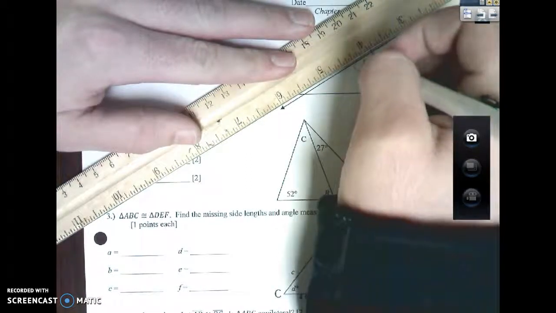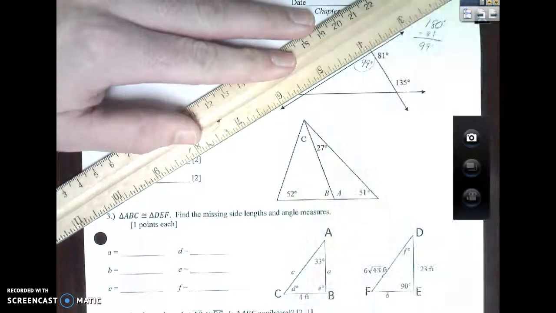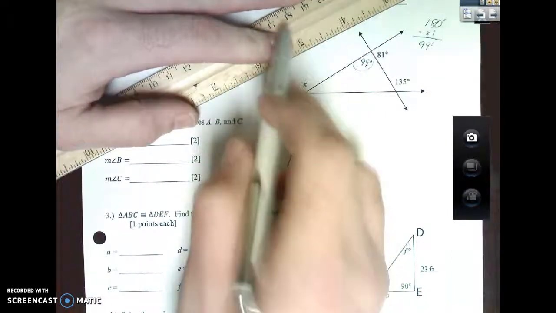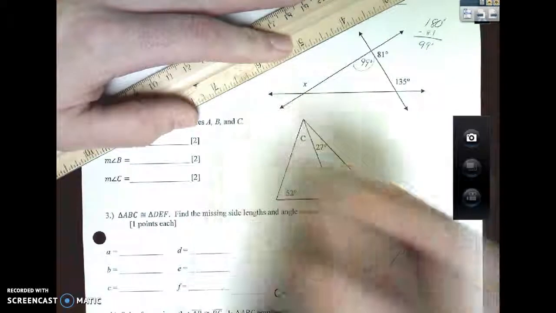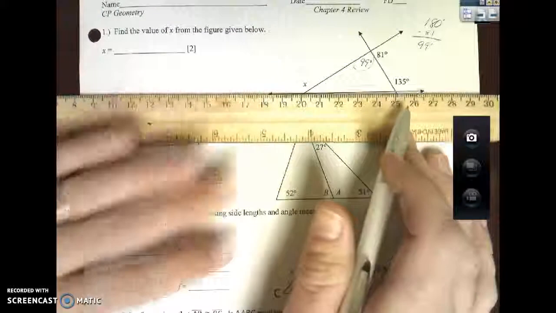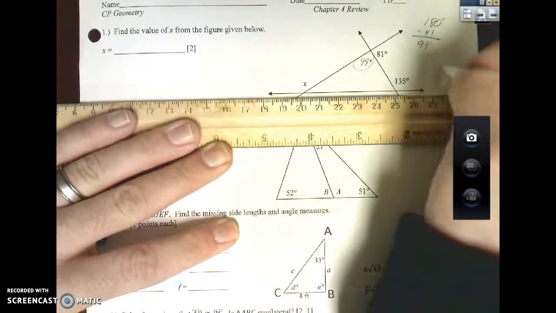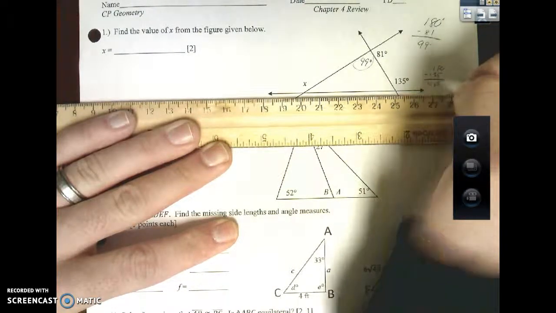Okay, so I've got this interior angle. Awesome. Now you're probably thinking, I'm trying to find this angle over here. Well, I've got to get to it. That's why I'm doing this. Down low, 135, again, straight line, okay? So 180 minus 135, we get 45 degrees.